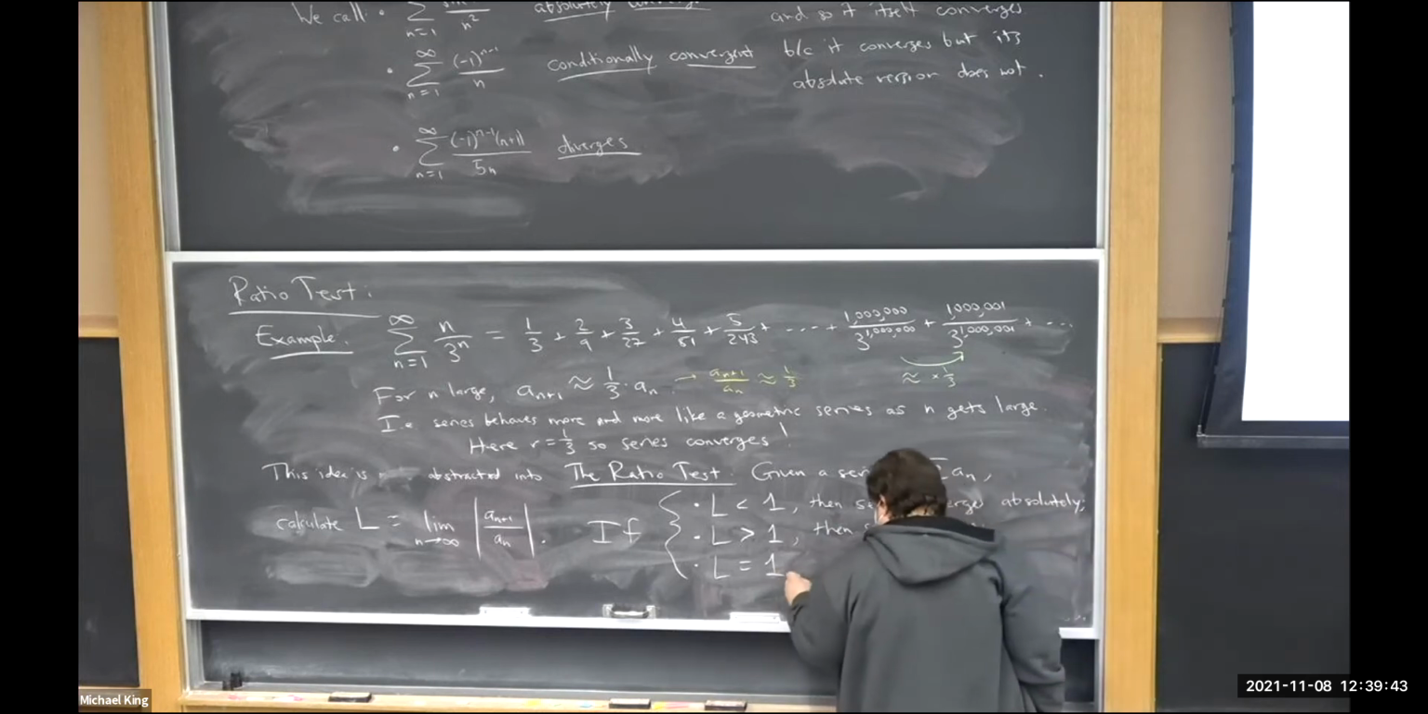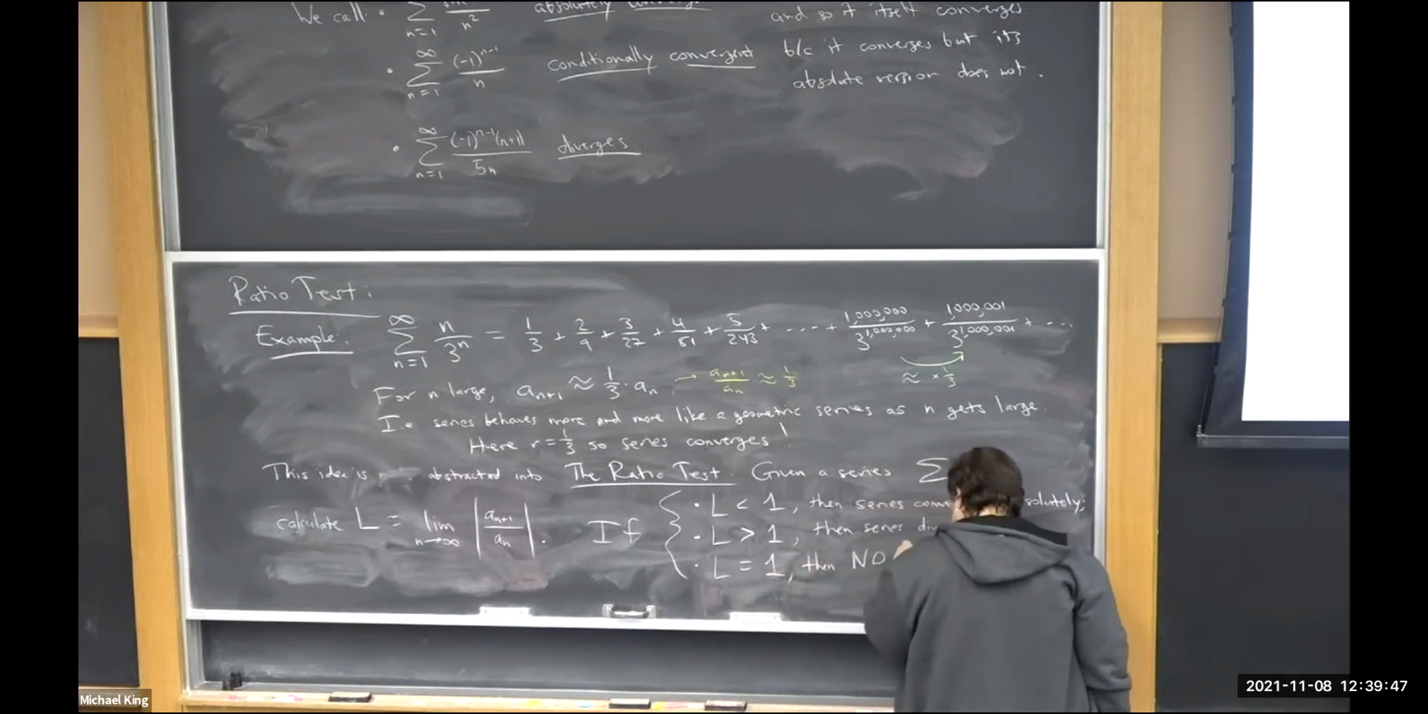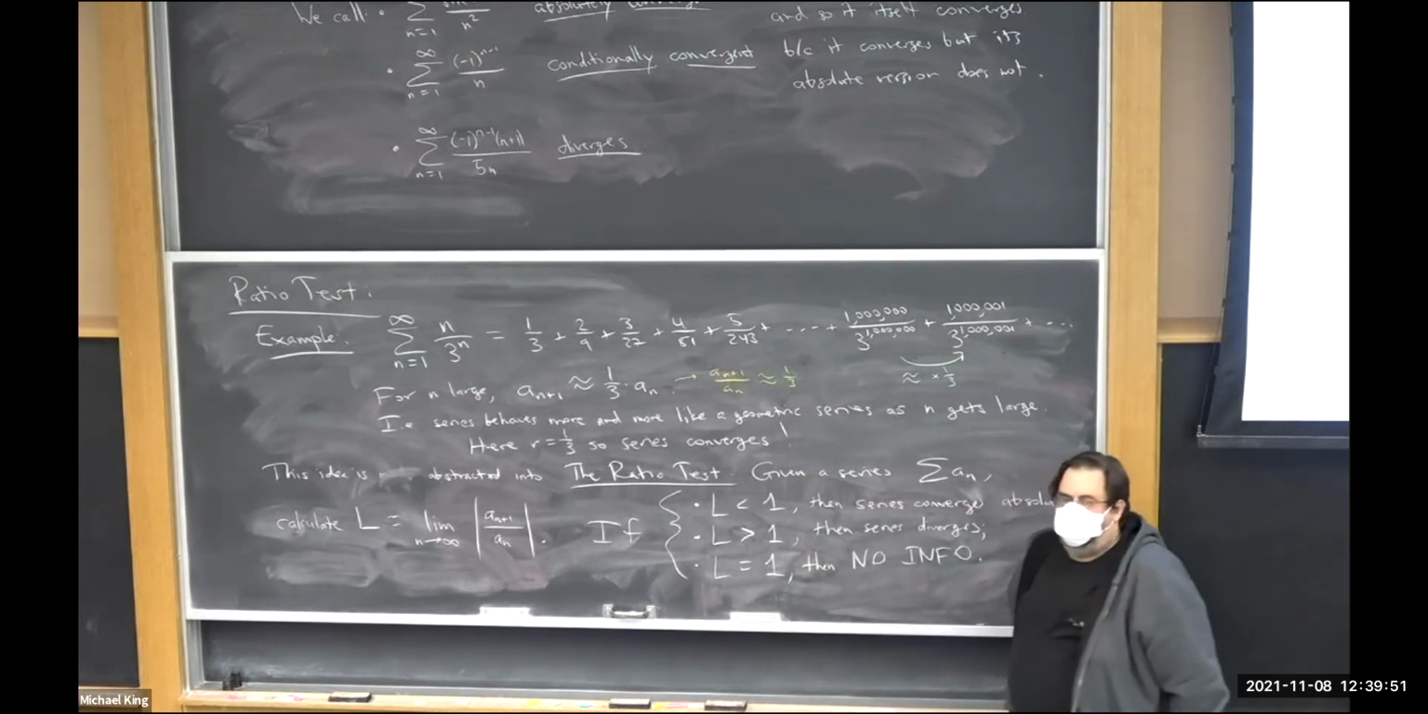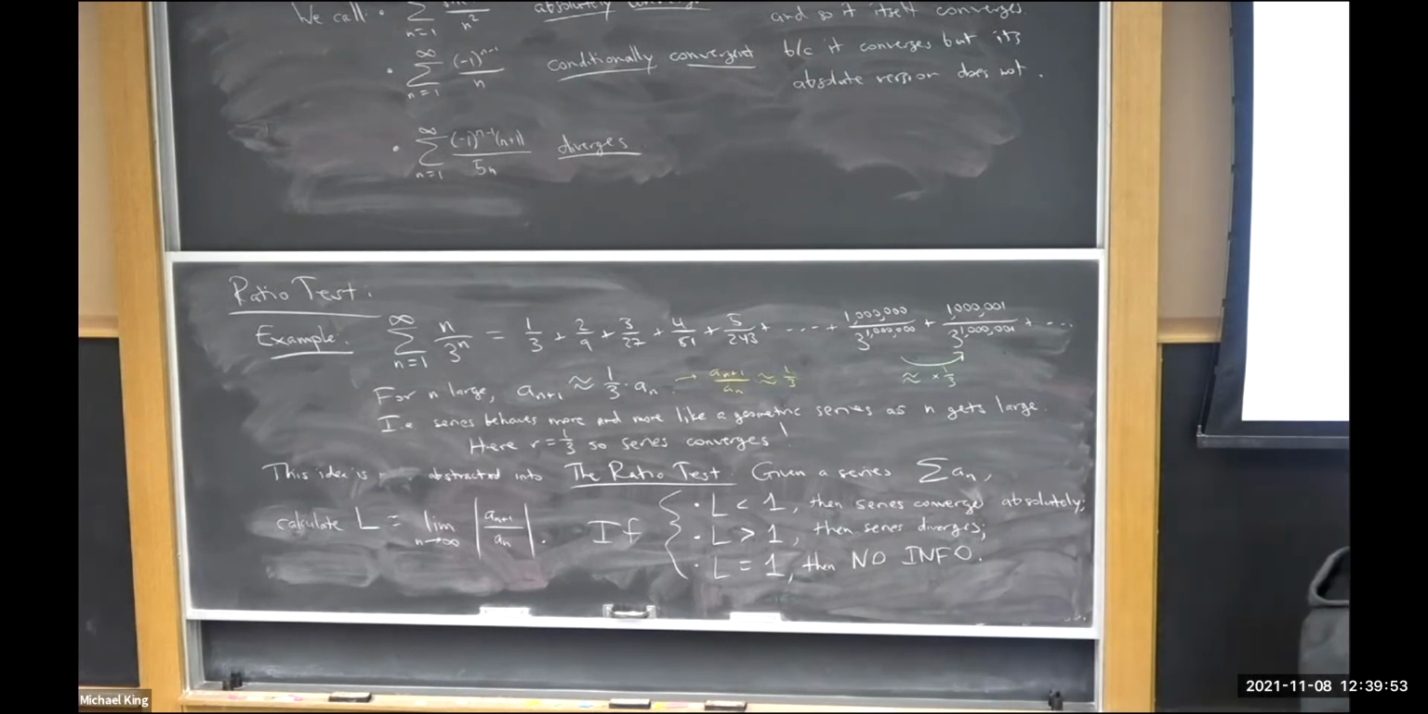But if L equals 1, then that tells us nothing. This is one of those no information cases. Remember the second derivative test, if you want to know if something's a max or a min: if the second derivative is positive, it's a minimum; if negative, it's a maximum; if the second derivative is 0, you get no information. It's a similar thing here. It's like this wasn't the right test. And I'll give you a couple examples of that too.